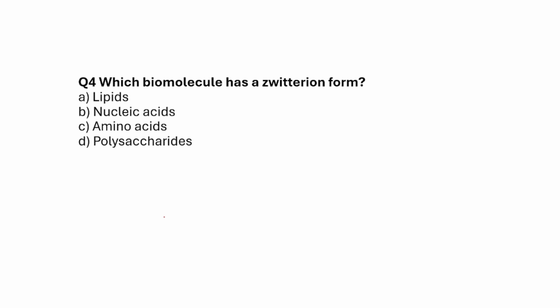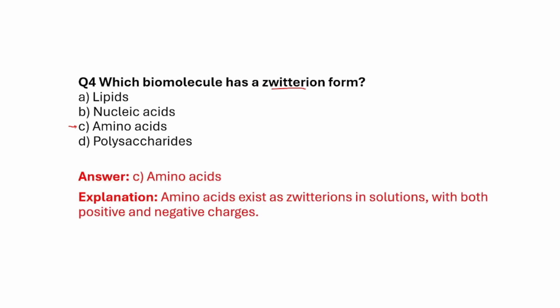Which biomolecule has a Zwitter ionic form? Zwitter ion means both positive and negative charge. Lipids, nucleic acids, amino acids, polysaccharides. So of course this term is related to amino acids. Amino acids can exist as Zwitter ions in solutions, with both positive and negative charges.